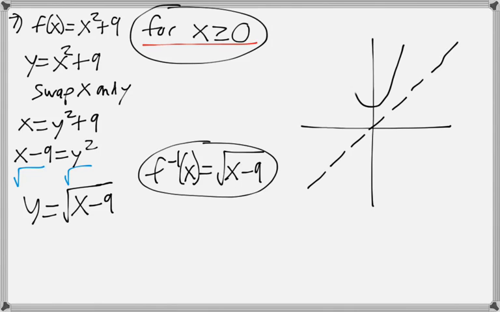cut this off. That's what the x is greater than or equal to 0 is saying here. They're saying just look at the positive of that, so that when you reflect it, it's going to look like that. And this is a function because a vertical line does not intersect it in more than one location.